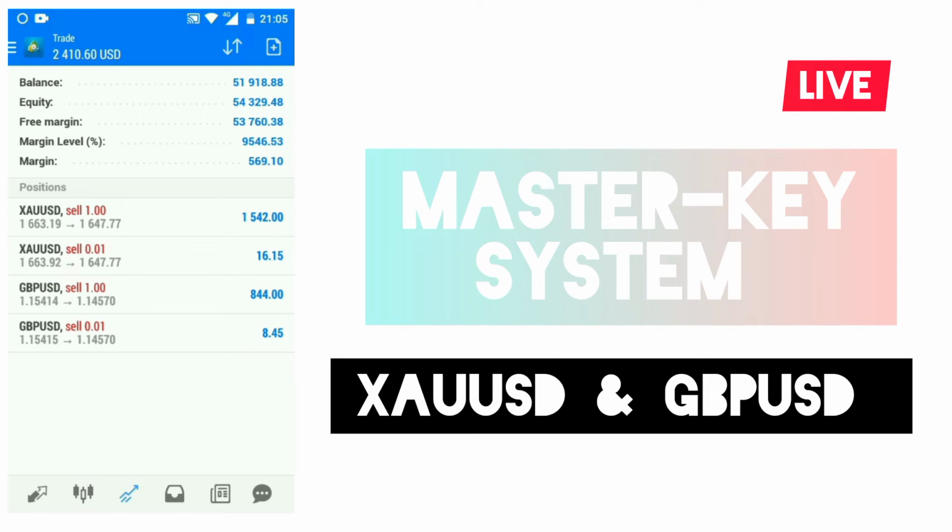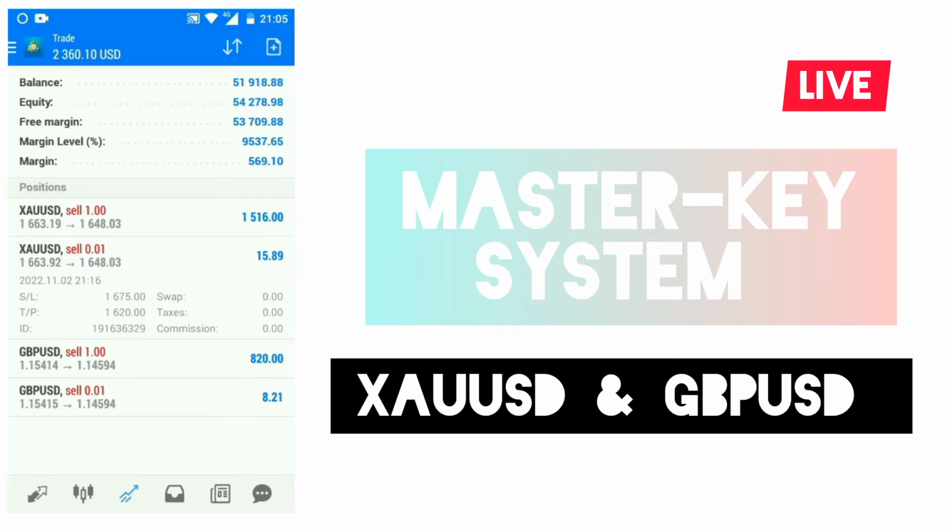Should I close these trades right now? Took 5 trades, lost 1. Don't mind the smaller positions. I just apply those for those of you with smaller accounts, to show that if you trade 0.01, you can actually make $15 using the master key system. You can actually make $15 using my trading signals.